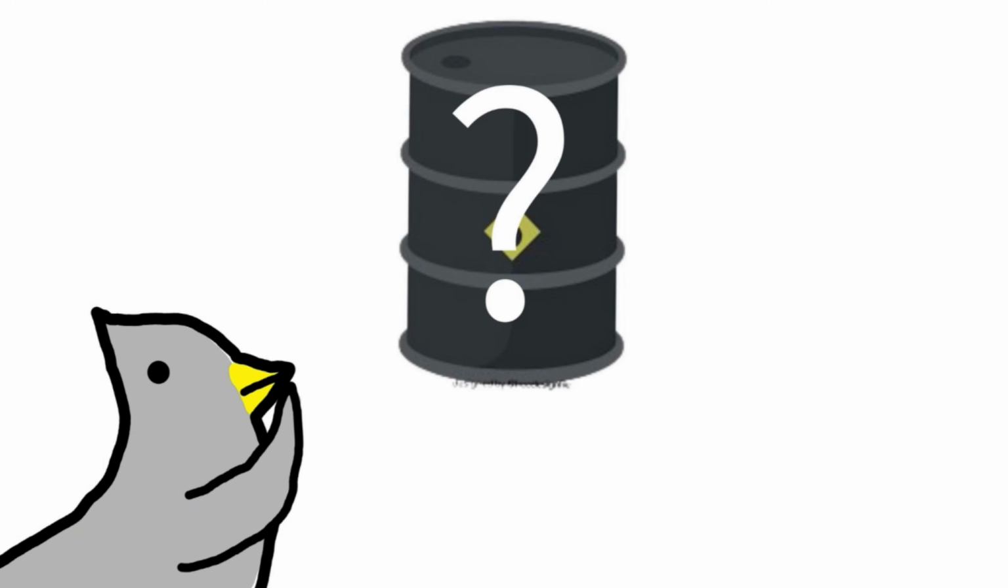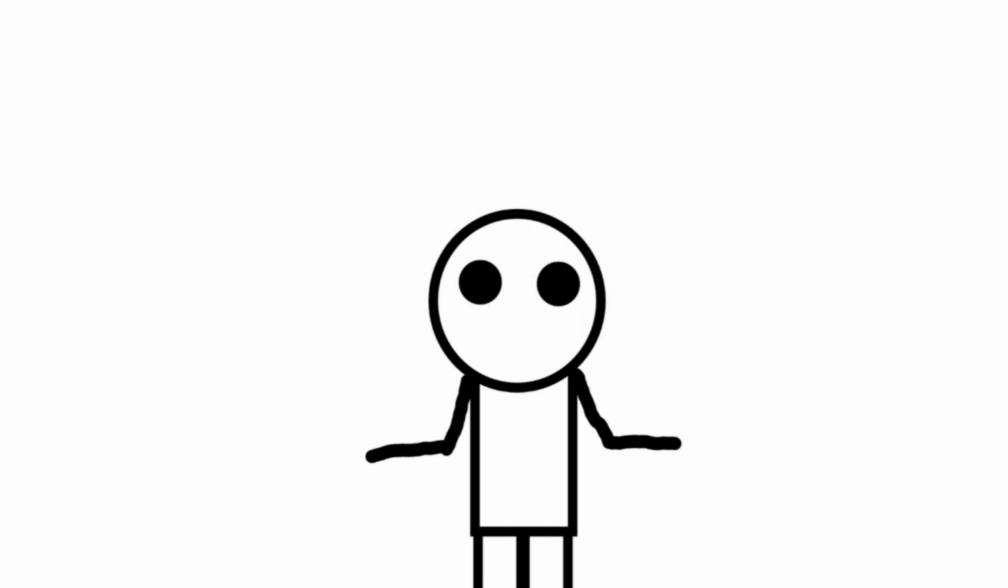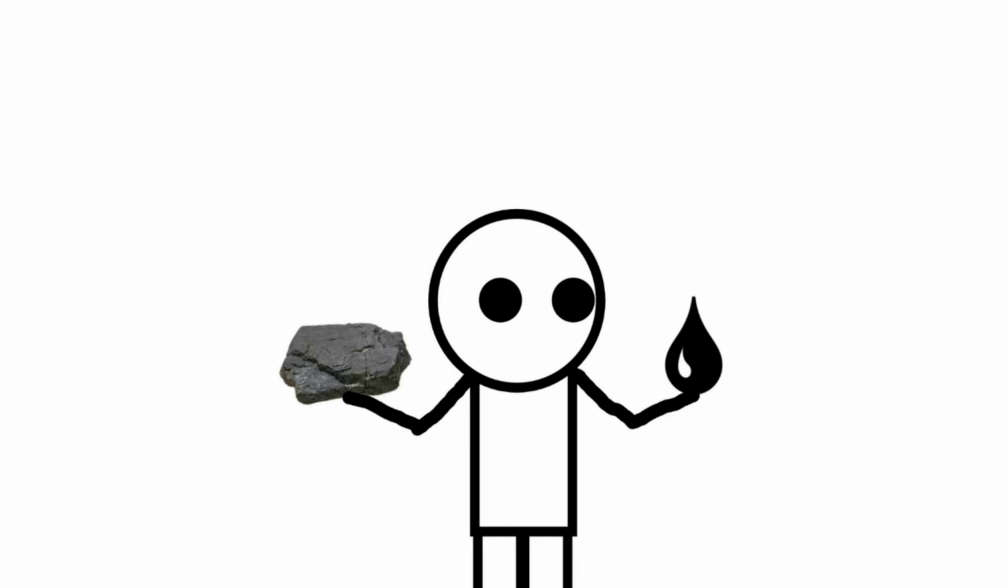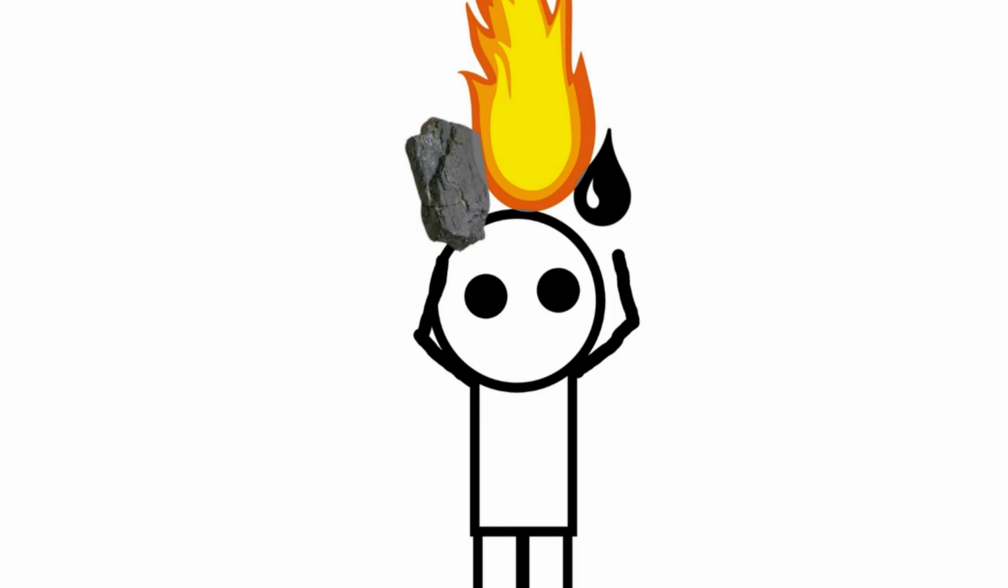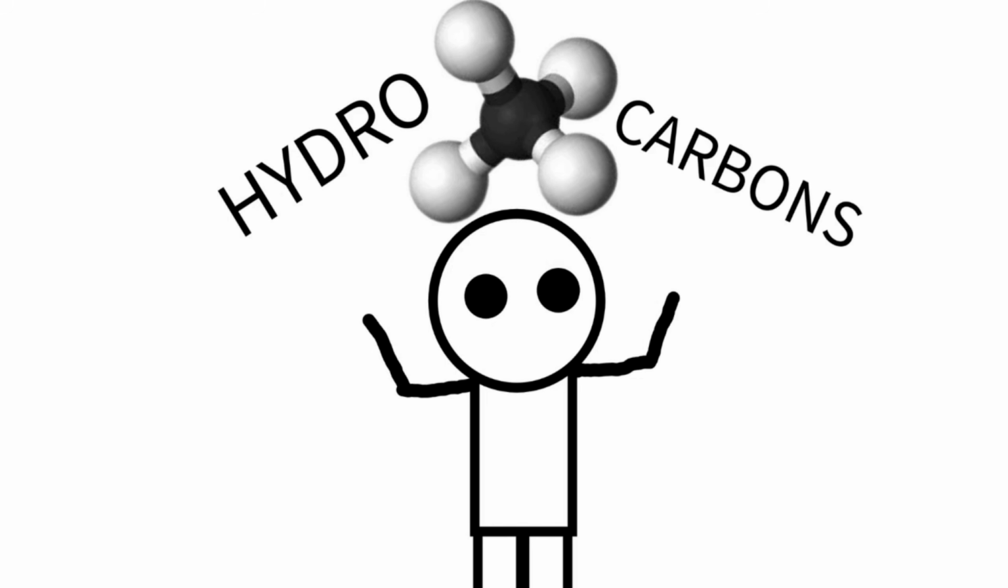So, what is shale oil? Well, shale oil, or tight oil, is a bituminous, kerogen-rich sedimentary rock which, when heated to extreme temperatures, releases hydrocarbons.